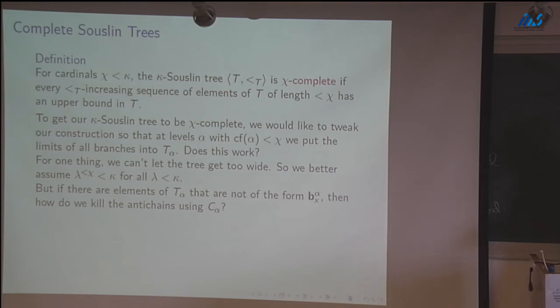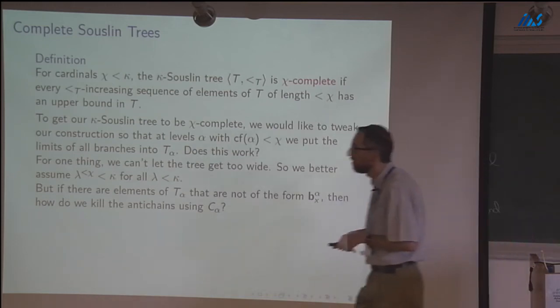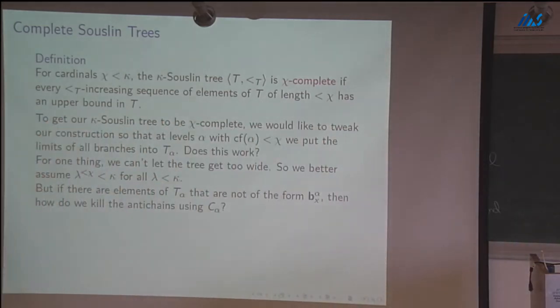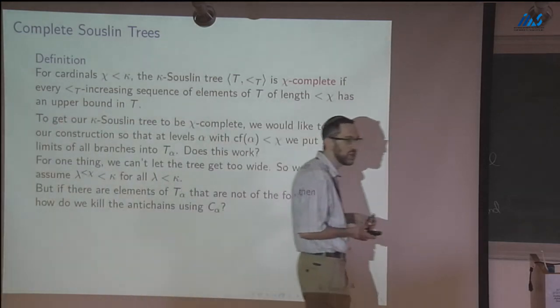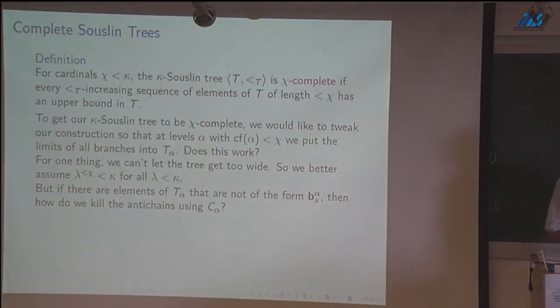But even still, if instead of doing this careful choice of things at alpha, we just put everything into level alpha, we run the risk of losing the possibility of killing antichains when we choose alpha there. How do we kill the antichains using the C alpha?